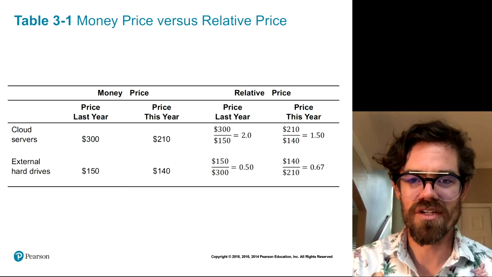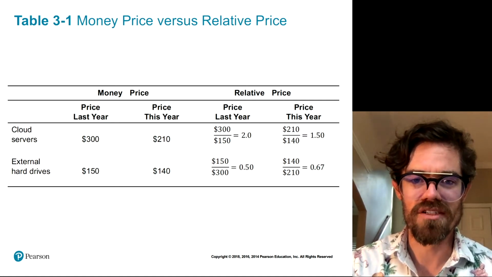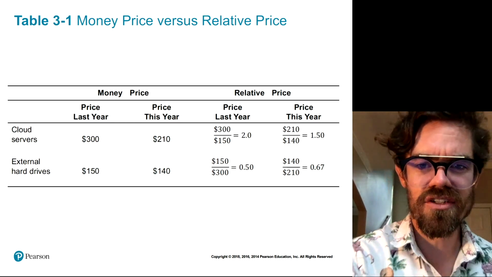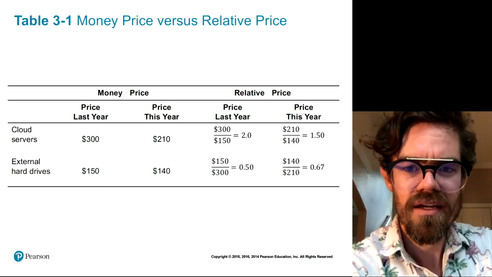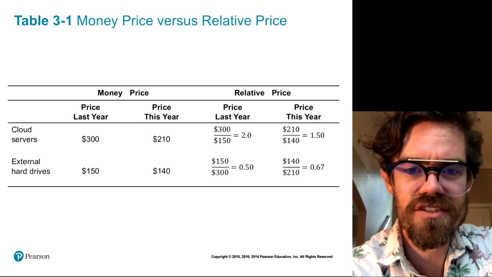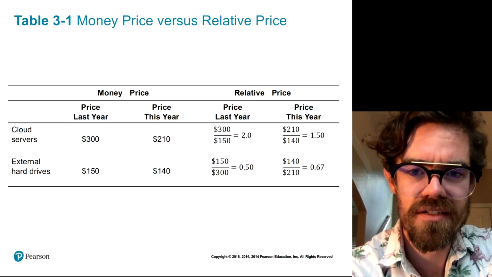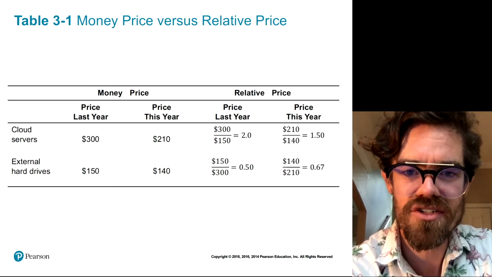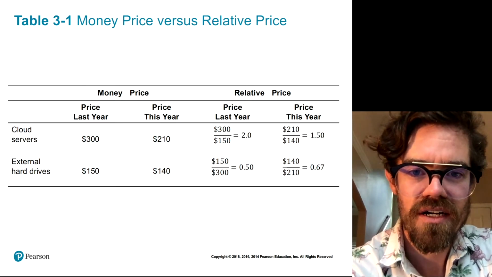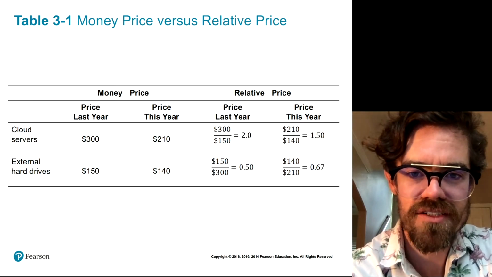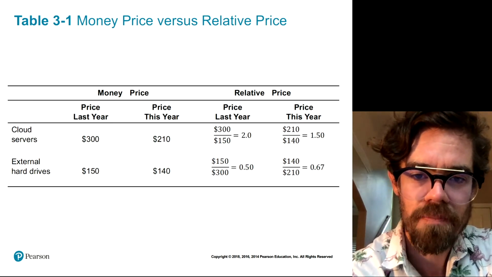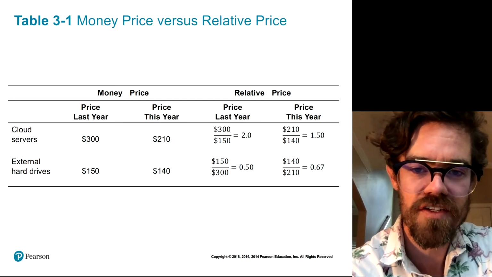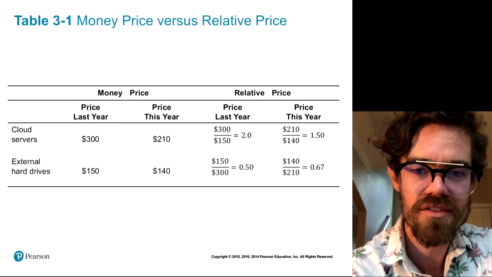To illustrate this difference between money price and relative price, here's another example. We've got cloud servers and external hard drives. Let's focus on price last year. Last year, cloud servers were $300. That's the money price of cloud servers last year. And the money price of external hard drives last year was $150. So those are both money prices.